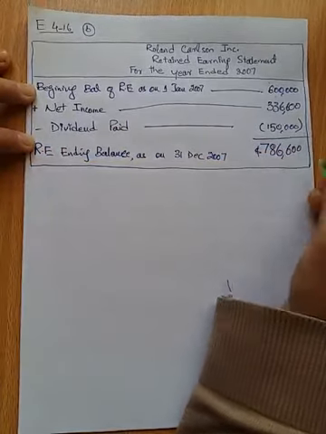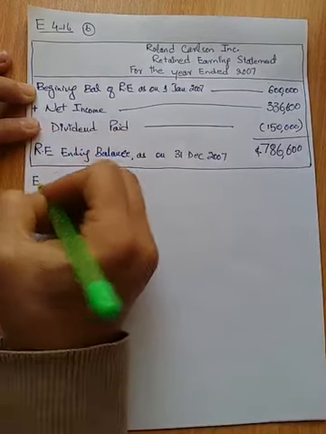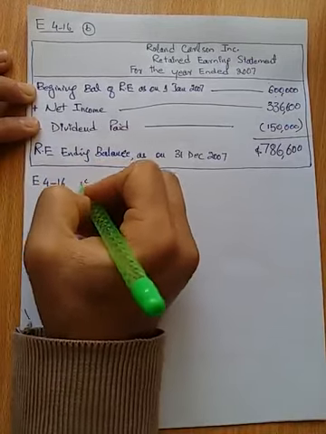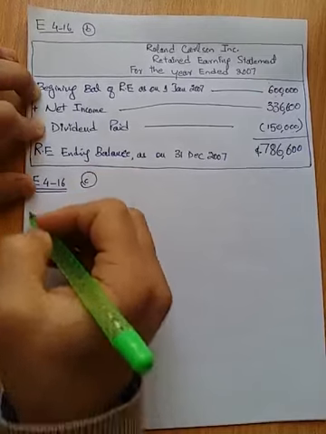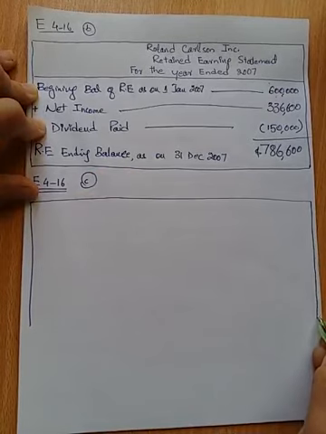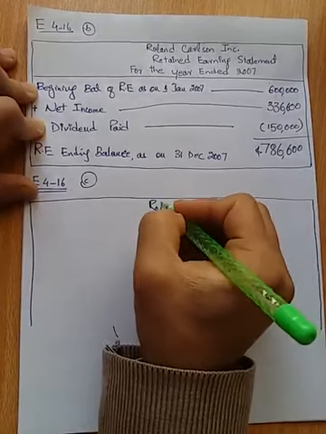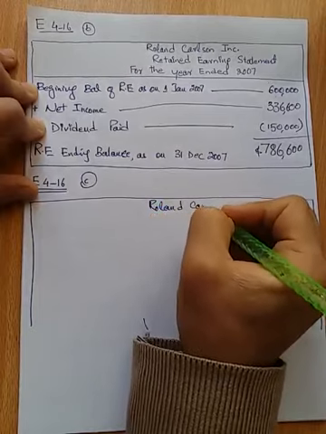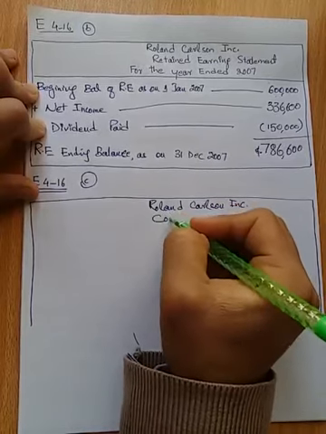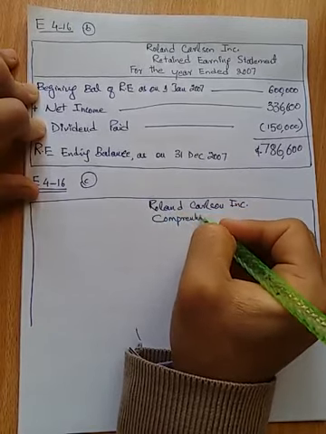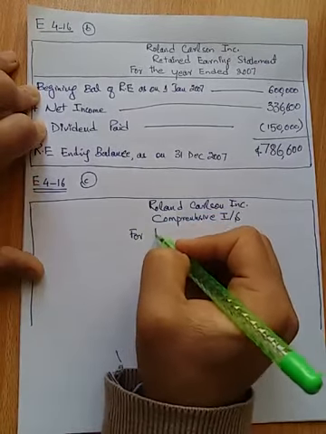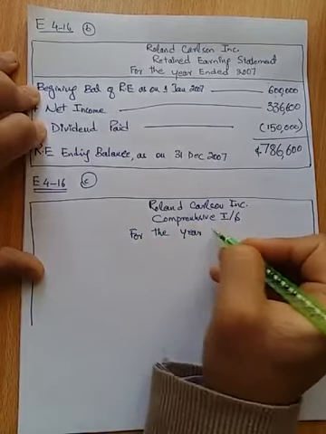Now we have a third part here, which is the same exercise 416, and the part here is part C, which is actually to prepare a comprehensive income statement. So let's very quickly prepare the comprehensive income statement here. The name of the company first, and then I will write the name of the statement. So this is the comprehensive income statement, and that's for the year ended 2007.